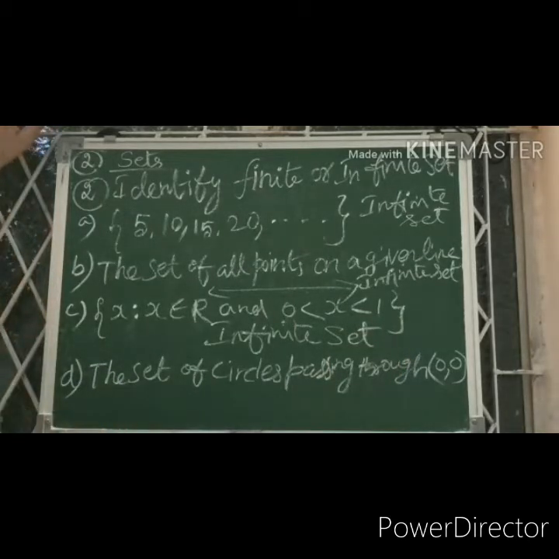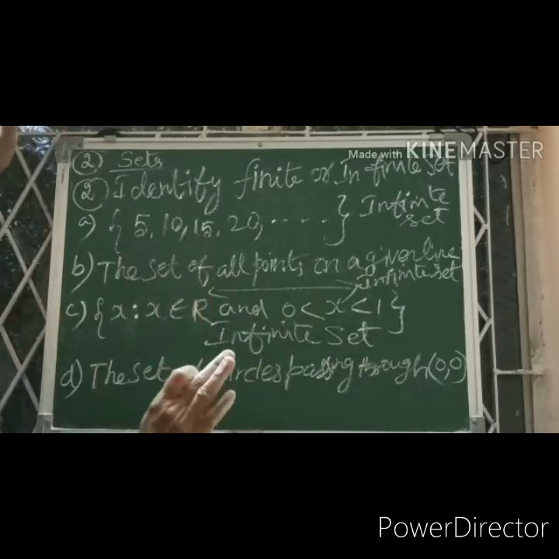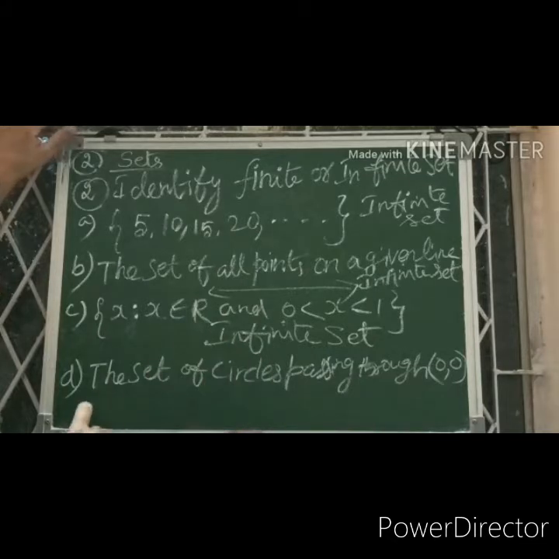Now see the next question. Here I have given all the 4 parts. All are infinite sets. Finite means easily you can do it if you can count. If I give 1, 2, 3, what is this? Finite set, because we have only 3 terms. Now see the D part.